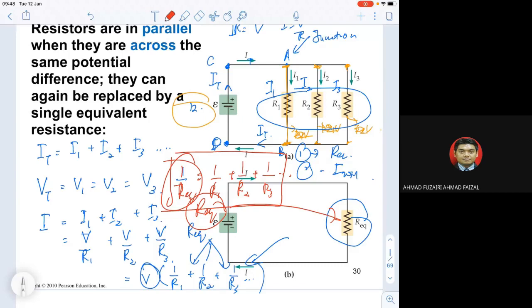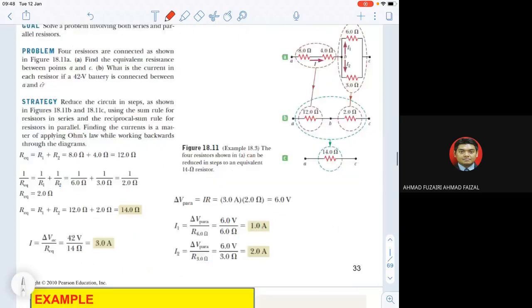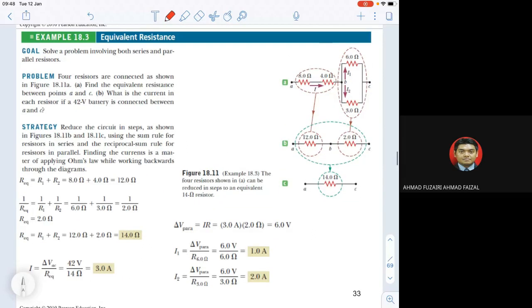We will simplify the electric circuits by combining I total and also R equivalent in order to get VT. VT is equivalent to I total times R equivalent at any point. There will be another part. Now let's look at this example.